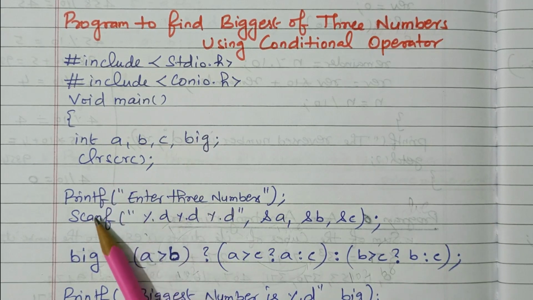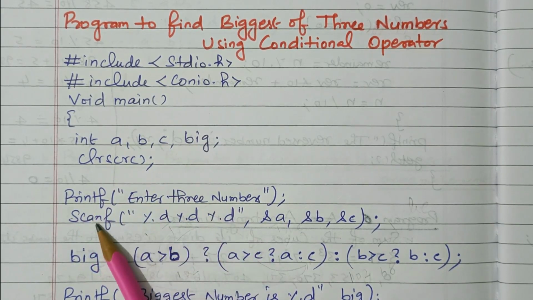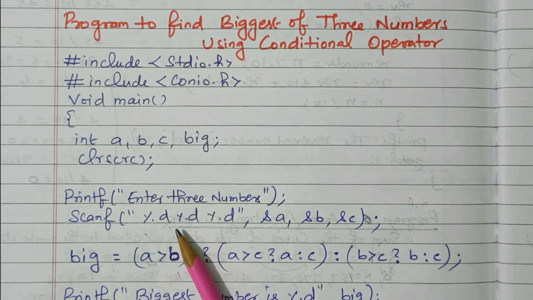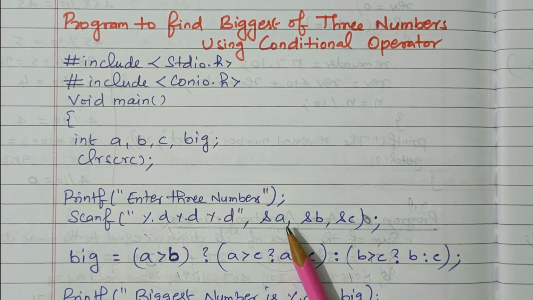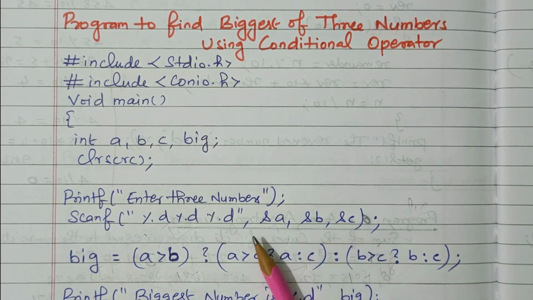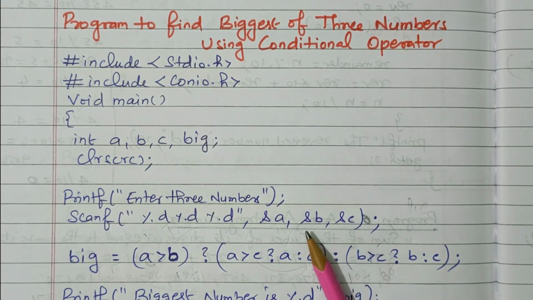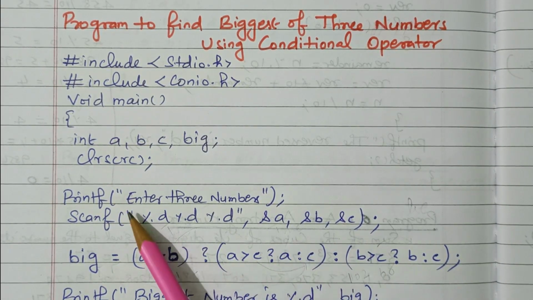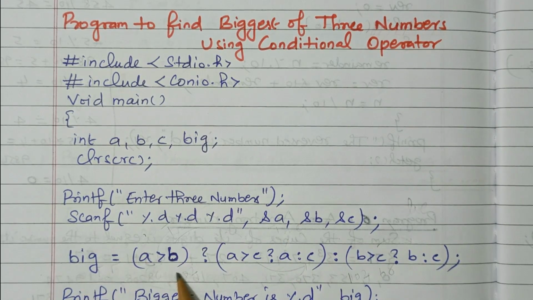After clear screen, we ask the user to enter three numbers. Using the scanf statement, we scan the values entered by the user, which are stored in &a, &b and &c, the addresses of A, B and C. The & means address. Now the user enters the three values available in A, B, C. Now we can verify using the conditional operator which value is bigger.